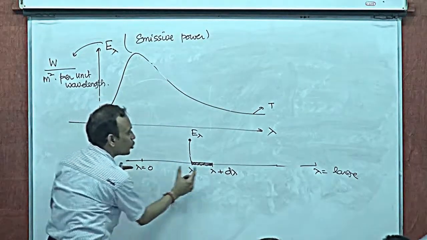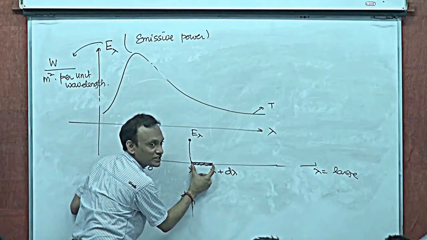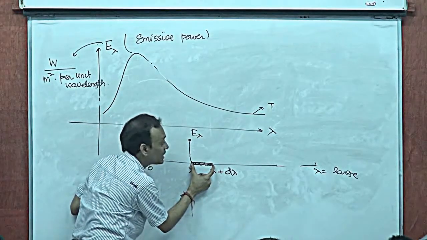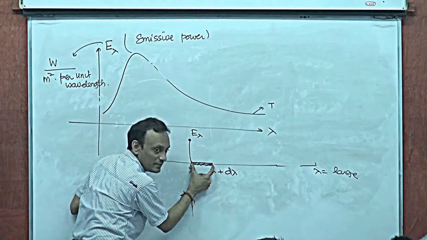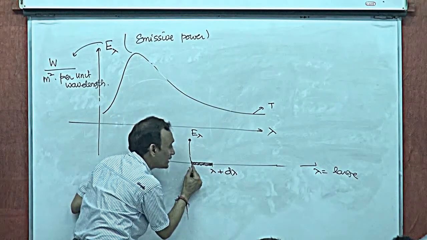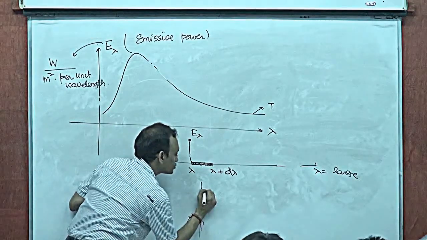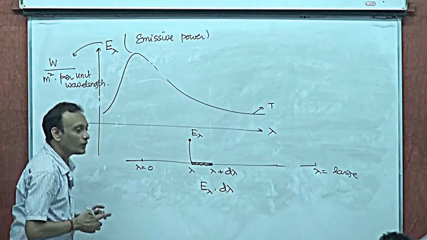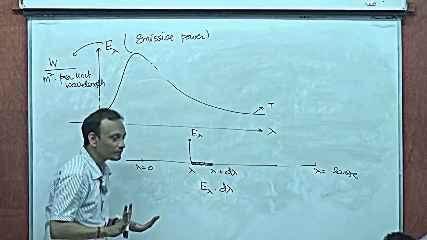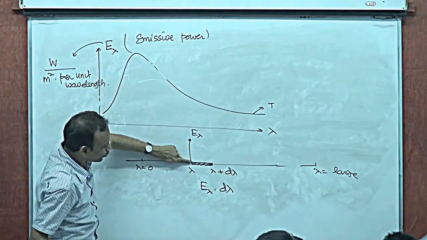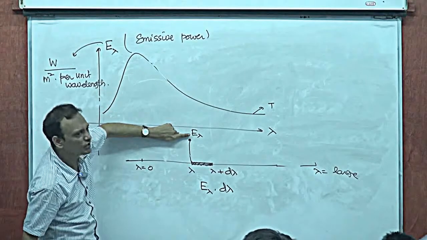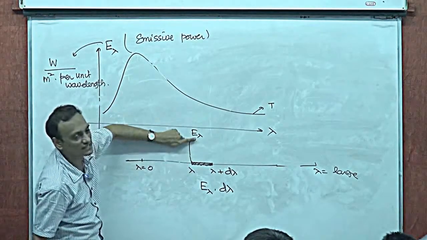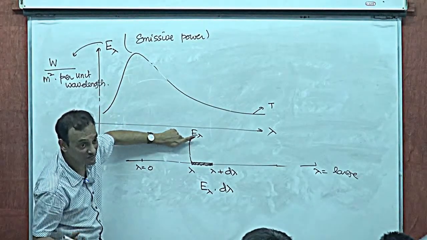What it means is that over this d lambda, what's the energy that is radiated? That means watts per meter squared. How much watts per meter squared is emitted over the wavelength lambda to lambda plus d lambda? It's going to be E lambda into d lambda. When I say the watts per meter squared per unit wavelength at lambda is E lambda, that is per unit wavelength surrounding lambda.